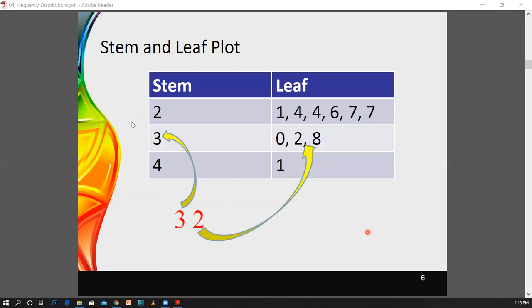Therefore, this is how we are creating a stem and leaf plot for a given data set. If you look back at the steps that we have to use to create a stem and leaf plot, first you have to arrange the numbers in an ordered manner and then identify the stem and leaf, then write them in the appropriate rows and columns.